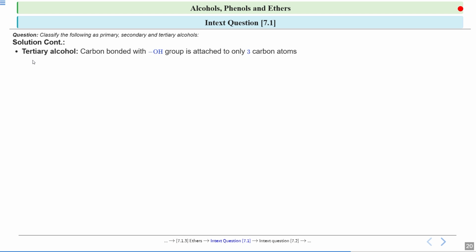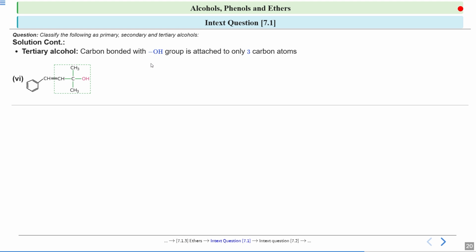Now, for the tertiary alcohol, the carbon bonded with the hydroxyl group is attached to three other carbon atoms. The sixth structure is the only tertiary alcohol, where the benzene ring is attached to CH double bond CH, C, CH3, CH3OH.